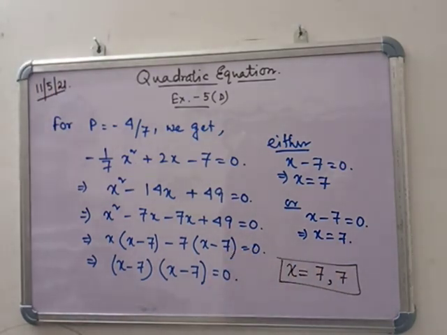So when we are taking p equals to 4, we get x equals to 5 by 3 comma 5 by 3, and when we are taking p equals to minus 4 by 7, we get both the values of x are 7. So we see that the values of x are equal roots here. Now next one.